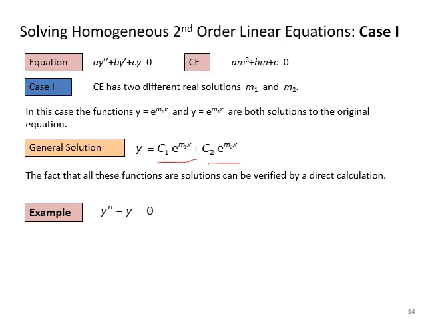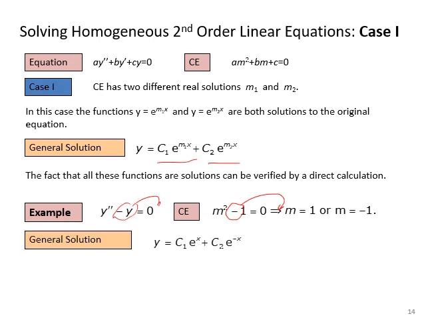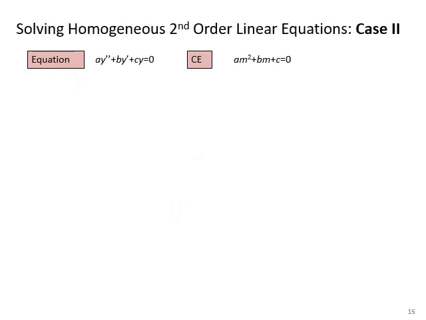Example, have a look. Y double dash minus y equals 0. I convert to m square minus 1 equals 0, because y dash is not here, it's cancelled already. So I take it to the other side, m square will be 1. I take the square root, it will be plus 1 and minus 1. So two real but different roots. Directly I will say the solution is c1 exponential the first root times x plus c2 exponential the second root times x.